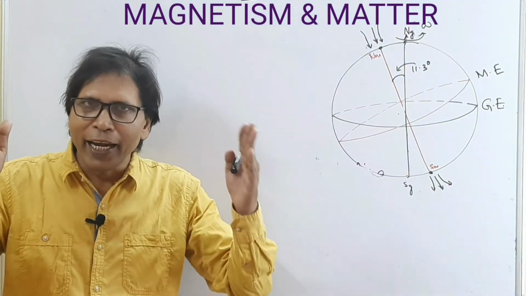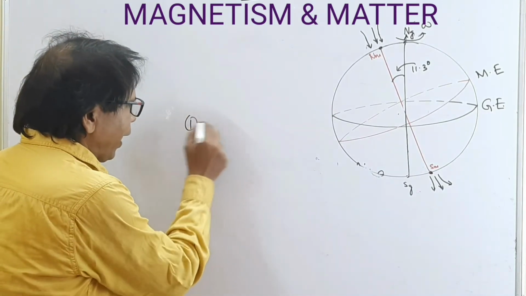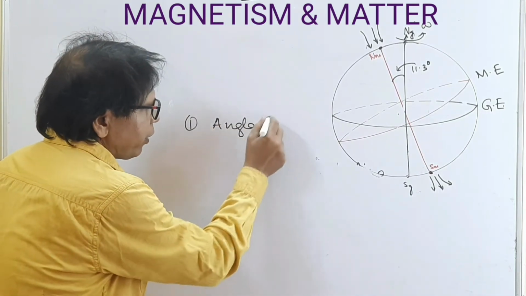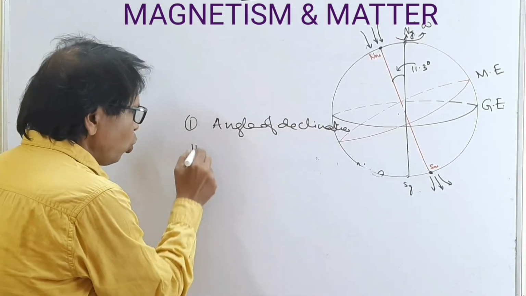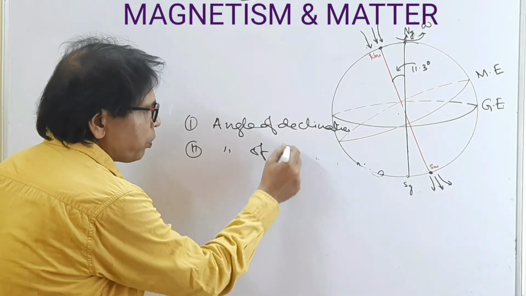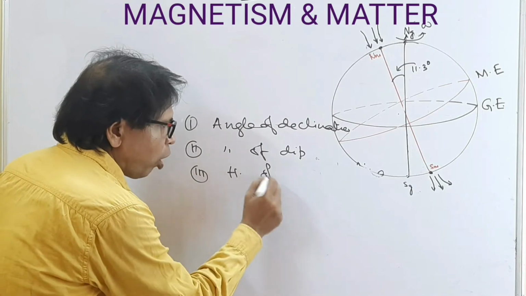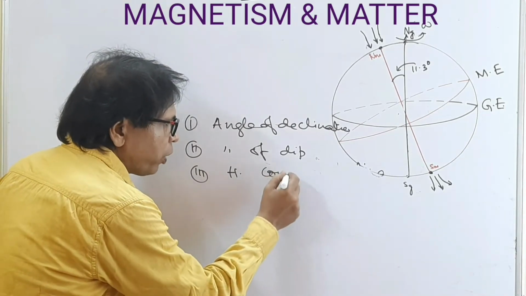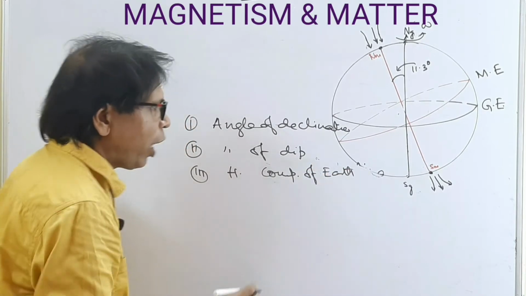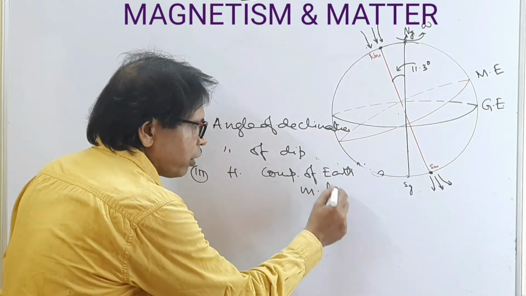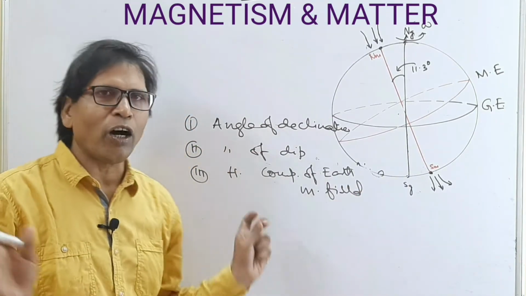Okay. Now the elements of Earth's magnetism. Number 1, the angle of declination. Number 2, angle of dip. And number 3, the horizontal component of Earth's magnetic field. Now we discuss these one by one.